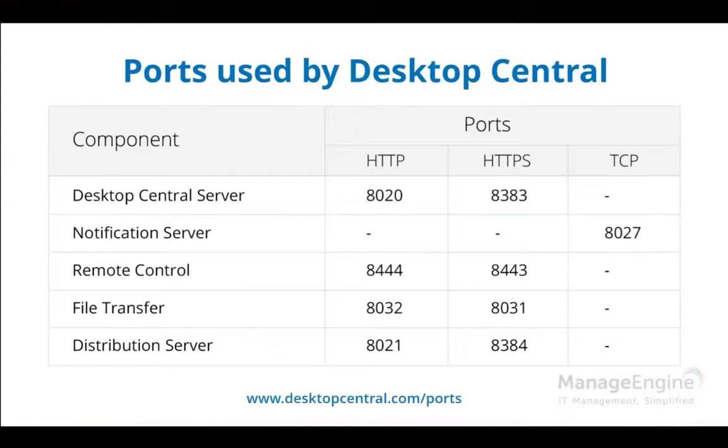So what are the ports used by Desktop Central? The Desktop Central product supports secure and non-secure communication over TCP. All these ports are based on features. For instance, the Desktop Central application runs on 8020 over TCP and 8383, which is HTTPS over TCP. This is the port used for agent-server communication. So all the agents will communicate with the server via 8020 or 8383.